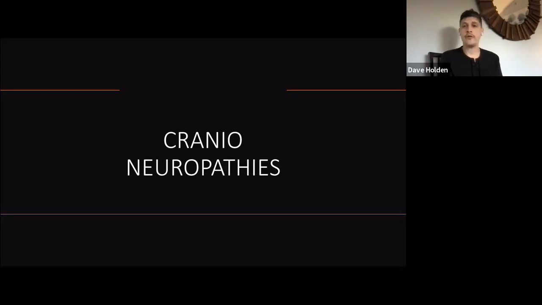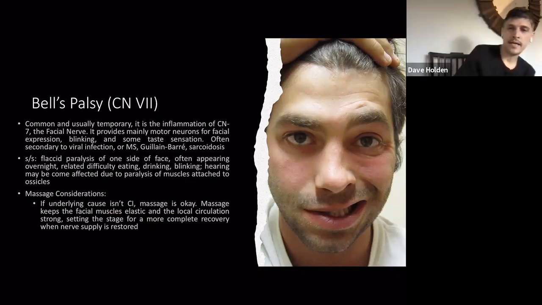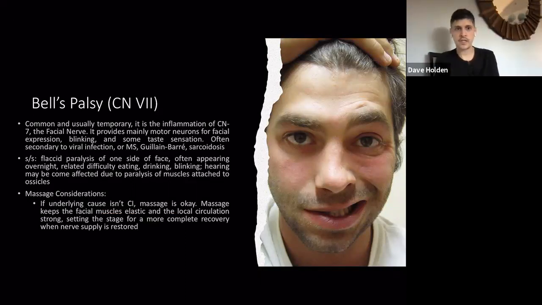All right, cranial neuropathies. What we're looking at here are issues that will affect specific cranial nerves. The first one we're going to look at is Bell's palsy. Notice the guy is trying to smile, but the right side of his face is not moving. There are no wrinkles around the eye. The mouth seems somewhat relaxed, not really pulled tight.